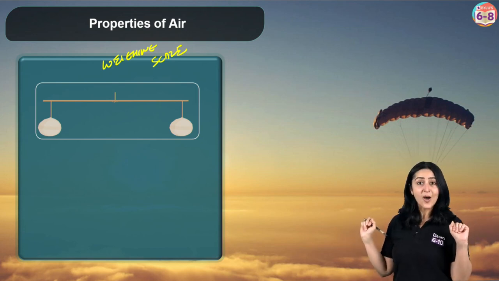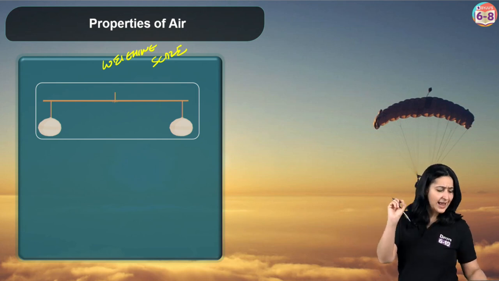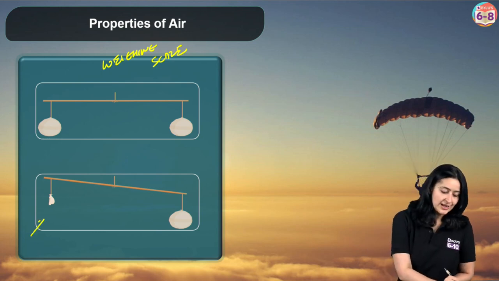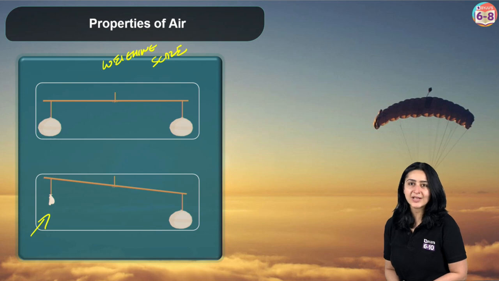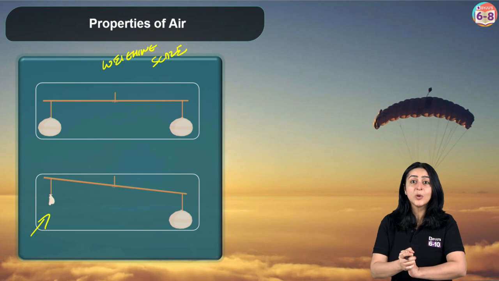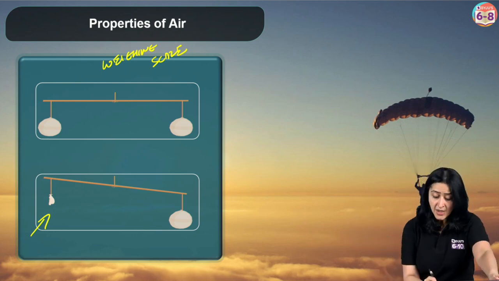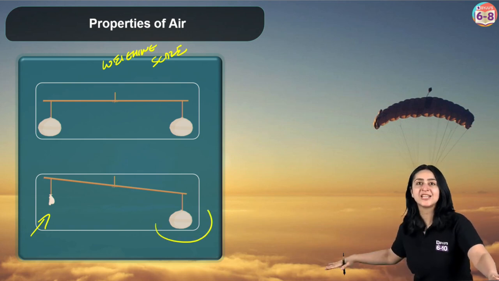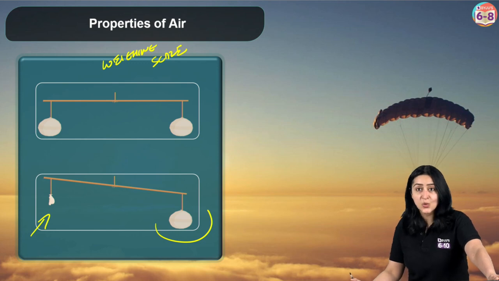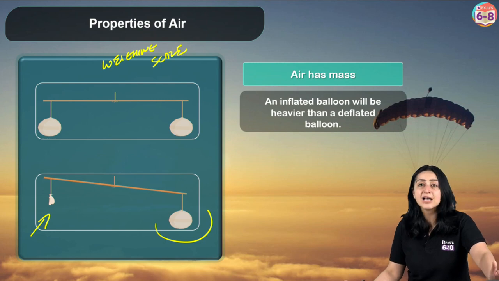Okay. Now, let's do one thing. We have two balloons over here. I'm going to take a needle and go to the balloon on the left-hand side. What has happened? The balloon has burst. And immediately, as soon as the balloon bursts, you will see that the side of the weighing scale that has the full balloon goes down, right? So, what does this show us? This shows us that air has mass, right?